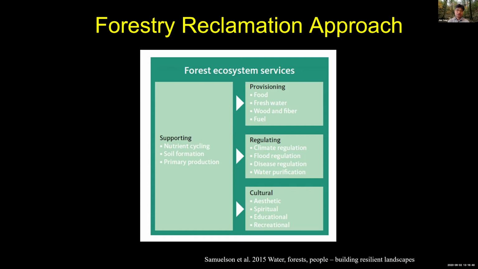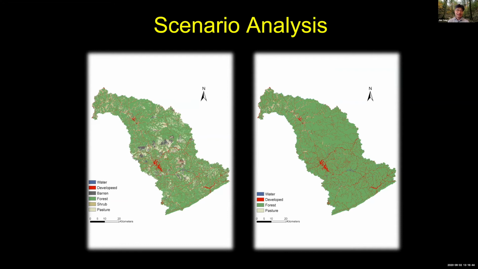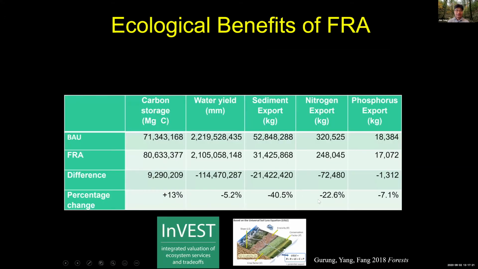So we want to use the scenario analysis to examine the benefits of the forestry reclamation approach. And here we used a particular watershed which we identified as one of the most impacted watersheds by surface mining and reclamation. To the left is the 2011 land cover data, which shows a lot of active mining or barren land and a lot of reclamation to pasture. And we use the scenario analysis to say, put everything back to forest, and then we look at how that would actually affect those ecosystem services.